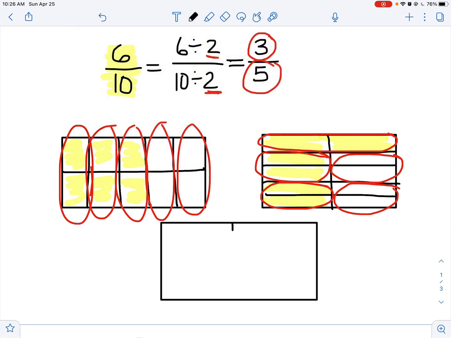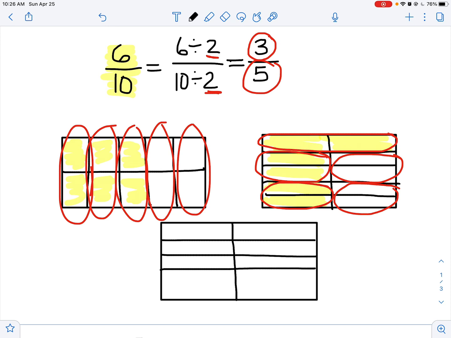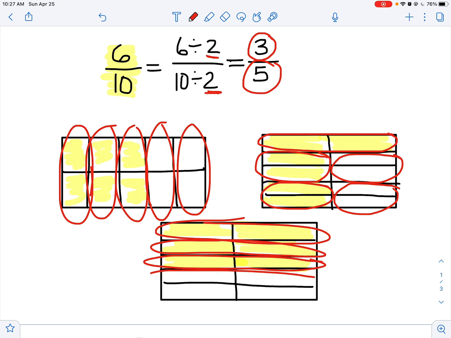So another way to show it would be like this. Let's say I did just like what I did before, but instead of shading my 6 in that way, maybe I realize, hey, if I'm making groups of 2, it's better to shade my 6 like this. Then I can easily find groups of 2 by going across my rows. So, okay? But in any of those cases, I have 5 groups of 2 because I divided into 2, and 3 of them are shaded.